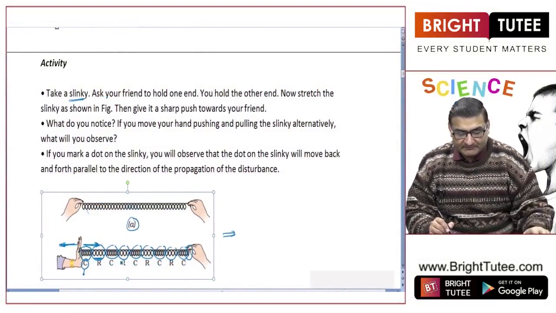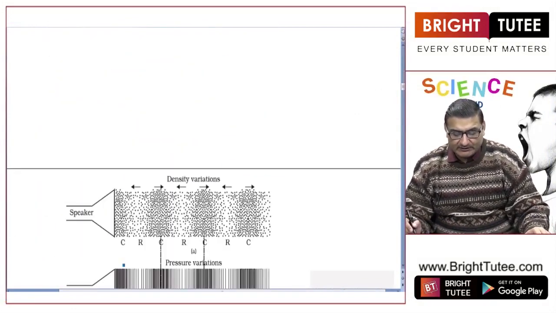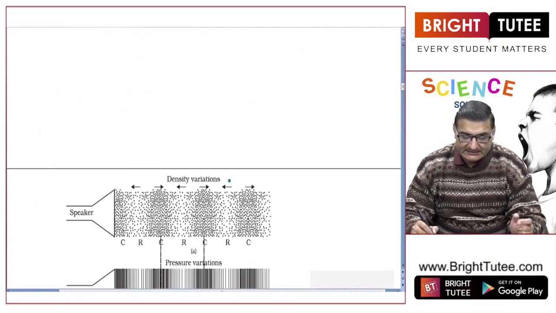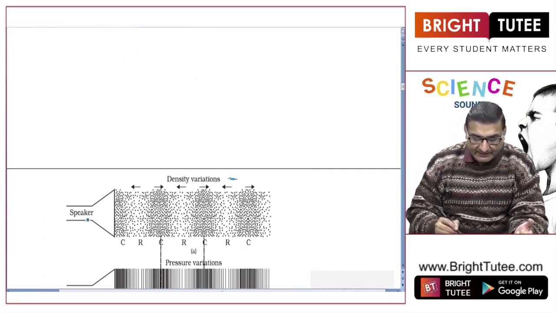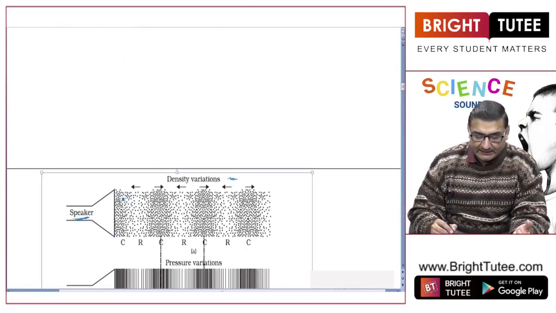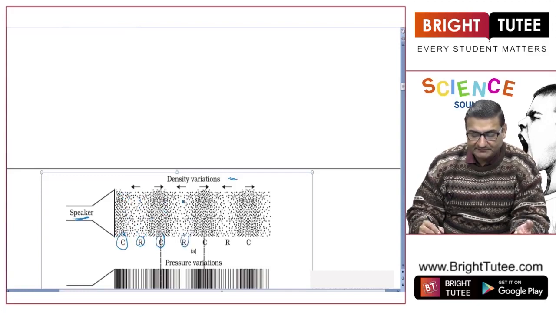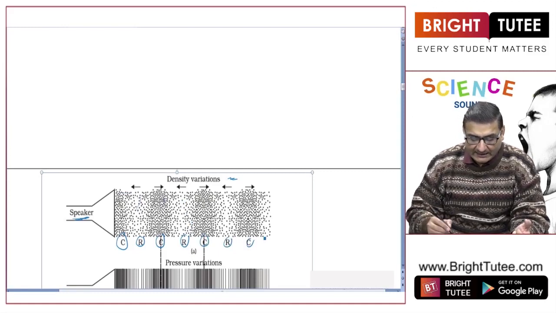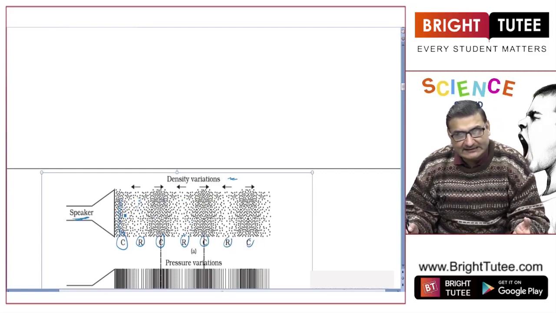Got it? Fine. Now let us try to relate this to density variations. When the speaker is speaking, the air representation will be like this. The air particles in the compression part will be closer to each other, then apart from each other in the rarefaction part, then closer in the compression part, apart in the rarefaction, and so on, right? And in these compressions we have said that the pressure will be increased.